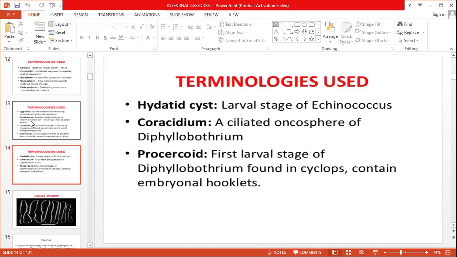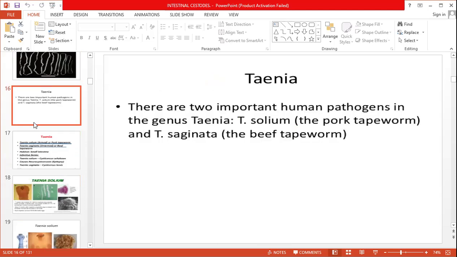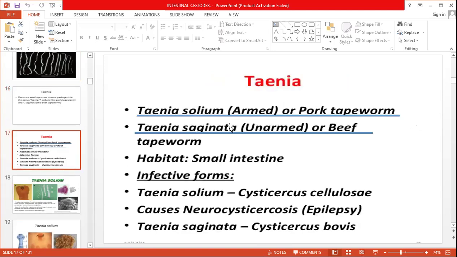There are terminologies. There are two main types of Taenia: Taenia solium, which is known as the pork tapeworm, and Taenia saginata, the beef tapeworm. Taenia solium is also known as the armed or forked tapeworm. Taenia saginata is known as the unarmed or beef tapeworm. They are found in the small intestine.